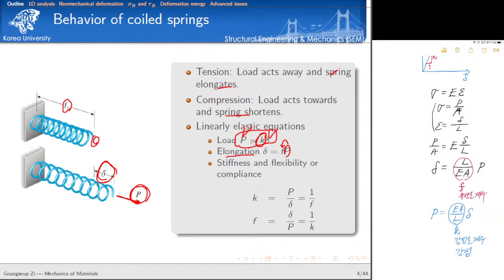So make sure that 강성 is different from 강도. And if I translate to English, 강성 is translated to stiffness, and 강도 is translated to strength. Okay, they are different. Although in Korean we have 강성 and 강도, only one character difference, these are completely different from each other.